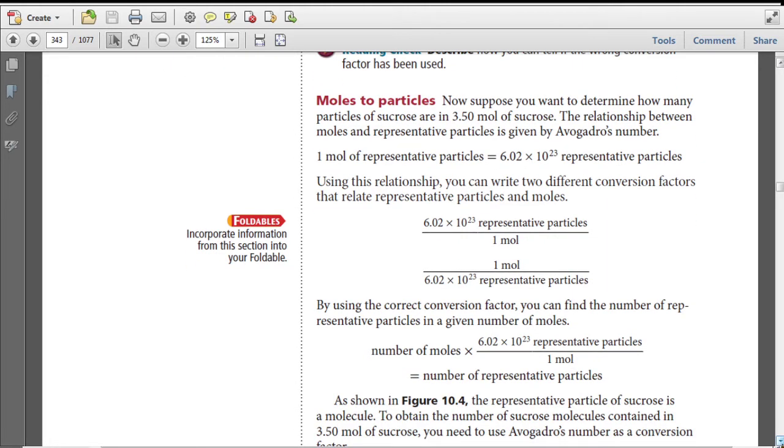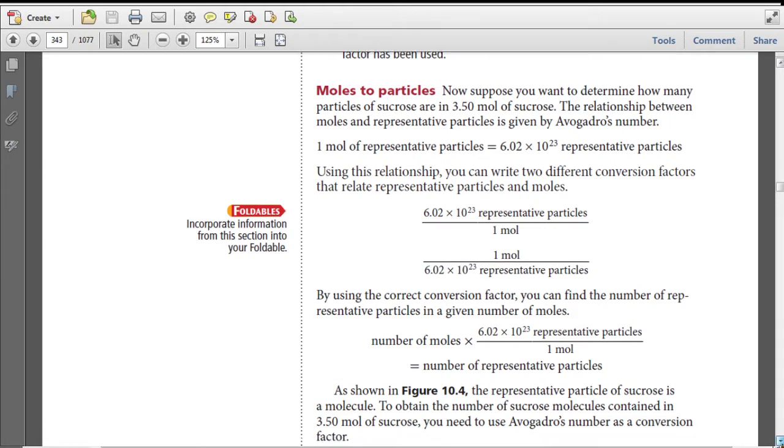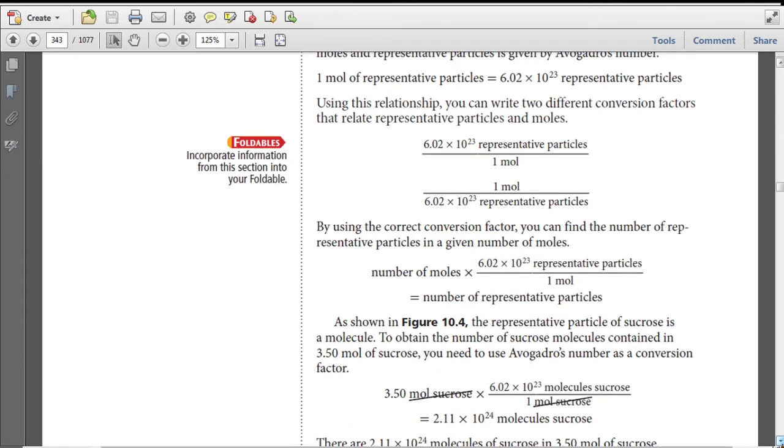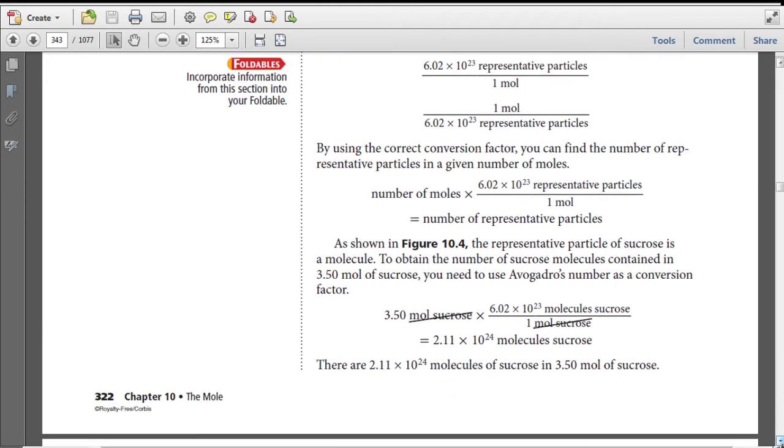Now you have Avogadro's number over 1 mole, or 1 mole over Avogadro's number. By using the correct conversion factor, you can find the number of representative particles in a given number of moles. Right, so you take the number of moles, multiply it by Avogadro's number over 1 mole, and that should give you the number of representative particles. And the question before was asking, how many representative particles do we have if we have 3.50 moles of sucrose?